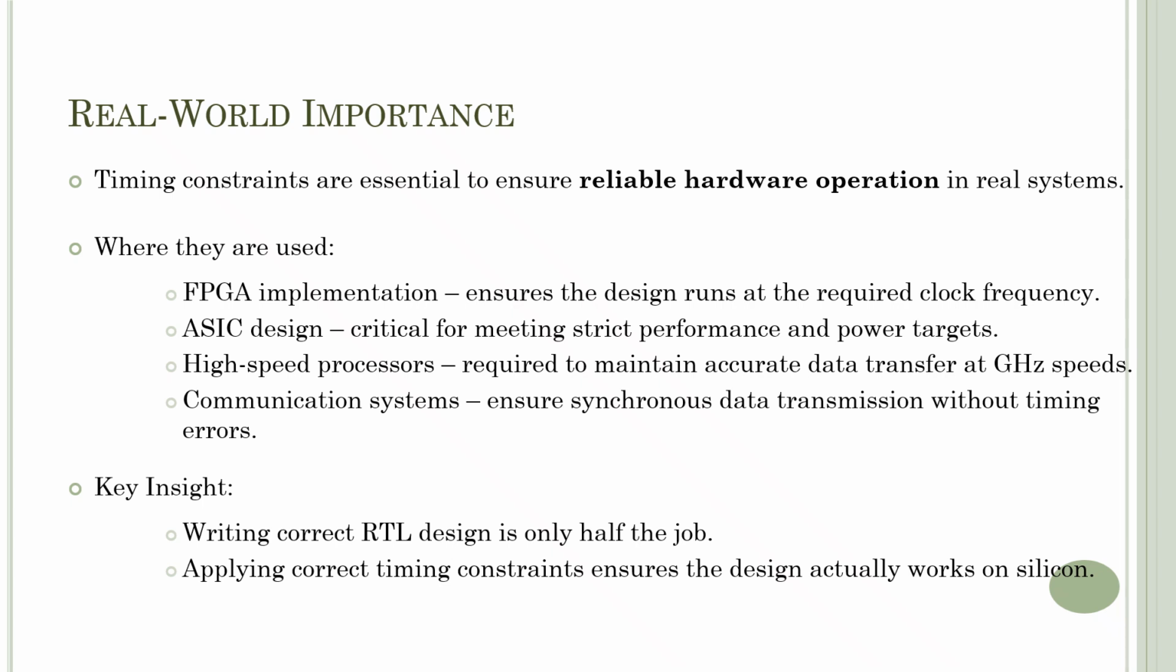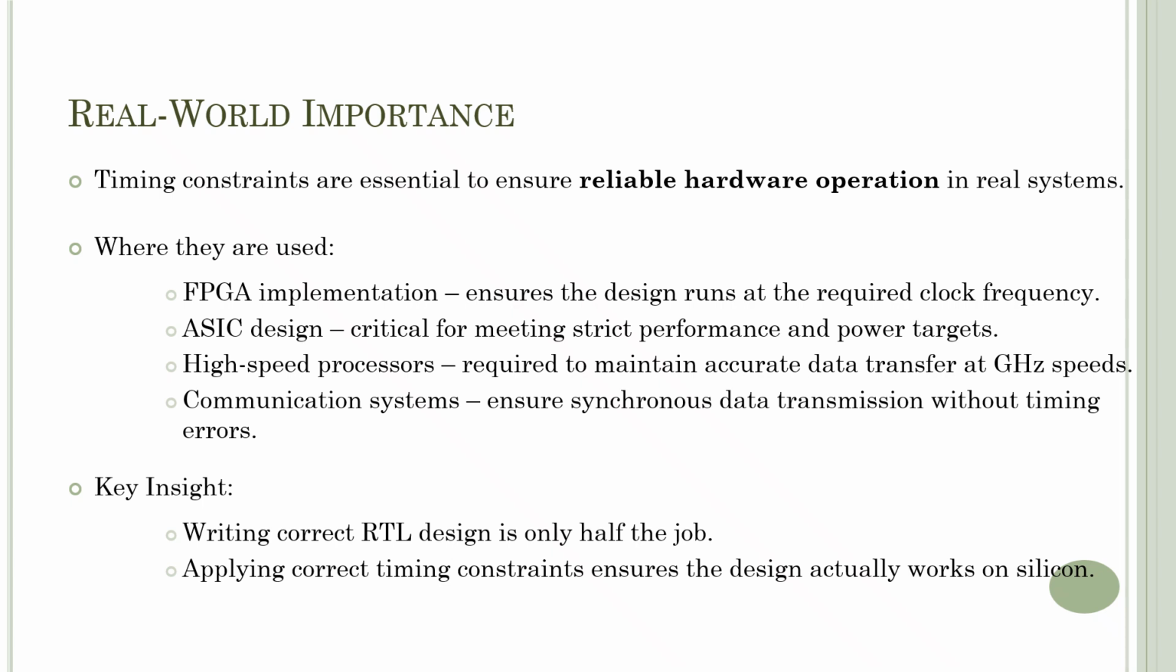Another important application is in high-speed processors. Modern processors operate at very high frequencies, often in the gigahertz range. At such high speeds, even a very small timing error can cause incorrect data transfer or system instability. Timing constraints ensure that all internal data paths meet the required timing so a processor operates reliably.